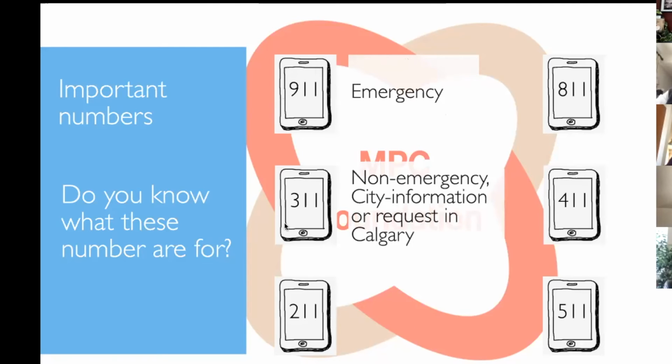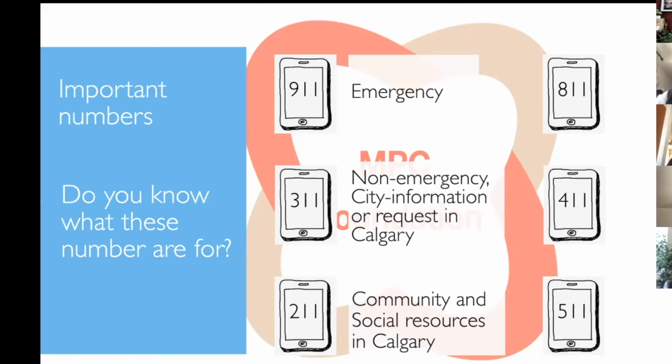In addition to that, 311 is the non-emergency city information or request line. So you can actually call 311 to report some sort of issue within the city. Say you found a pothole or there was a street light that had a burnt out light bulb and you wanted to notify the city. You could actually do that through the 311 phone number. There is also a 311 app, which we'll be talking about in a future session where you can report it online as well. 211 is community and social resources.